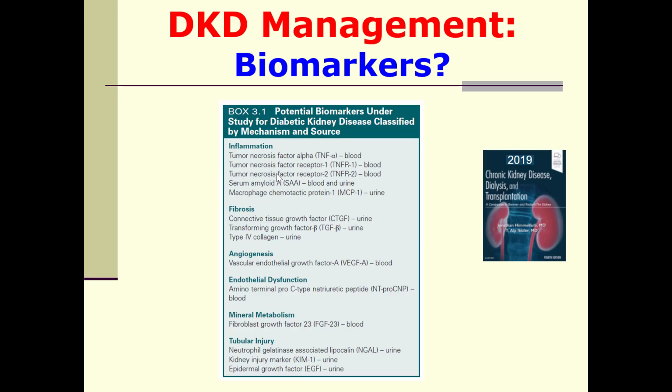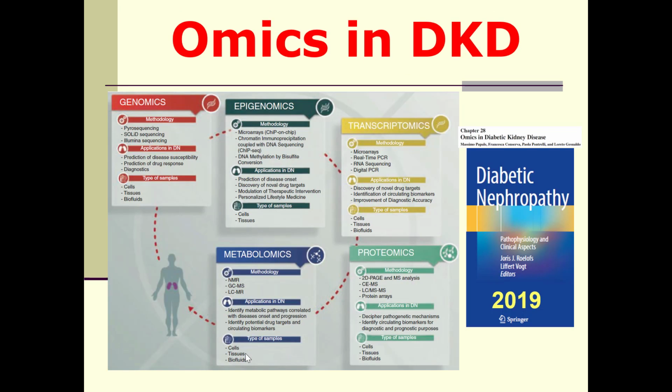Do we need biomarkers? These are the current biomarkers that can be used in diabetic kidney disease: markers for inflammation, like all these markers, fibrosis, angiogenesis, endothelial dysfunction biomarkers, mineral metabolism, or tubular injury markers. All these markers are, up to this moment, not validated for clinical use, but they are interesting research tools. Will the use of omics be the solution?